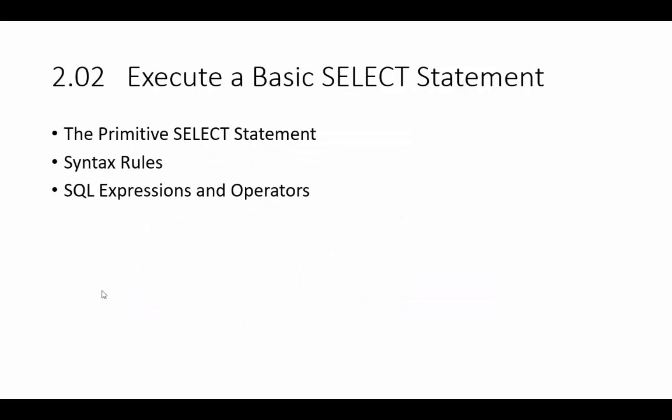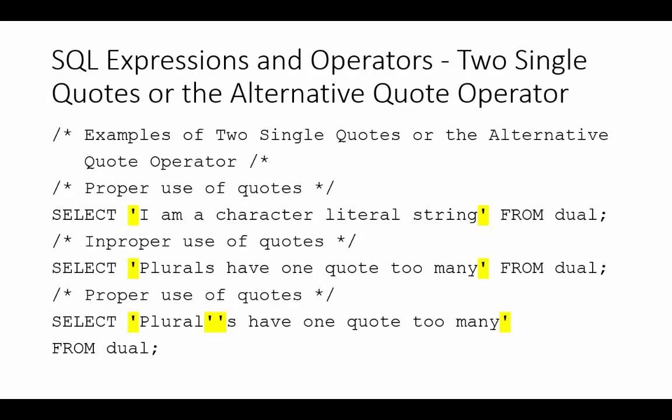Now we go to the second section of this chapter: execute a basic select statement. It has three subsections: the primary select statement, syntax rules, SQL expressions, and operators. Now we go to single quotes.